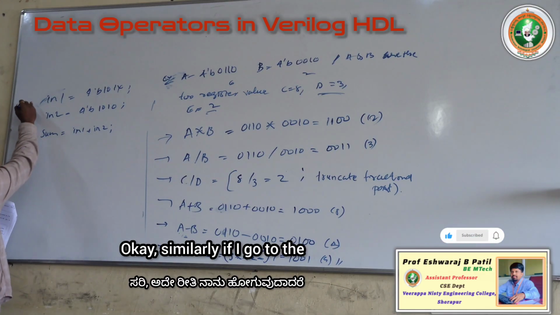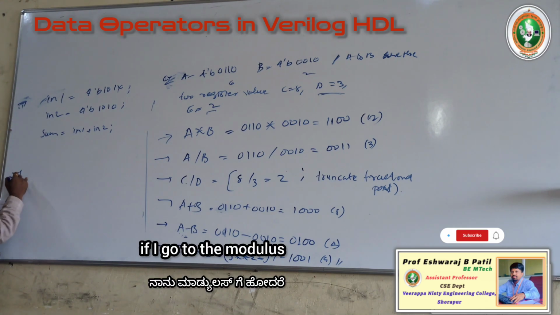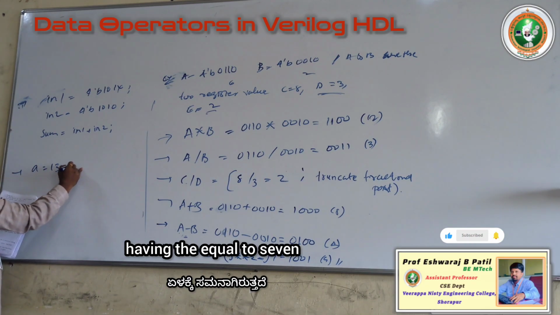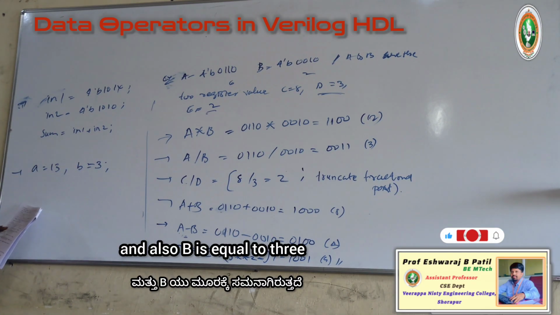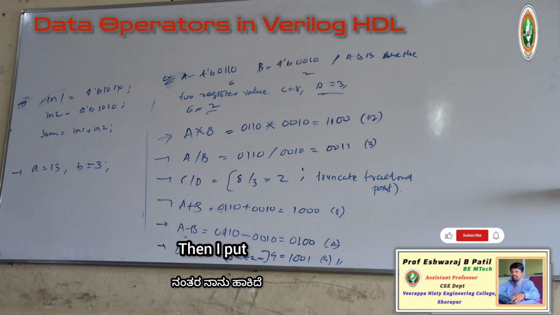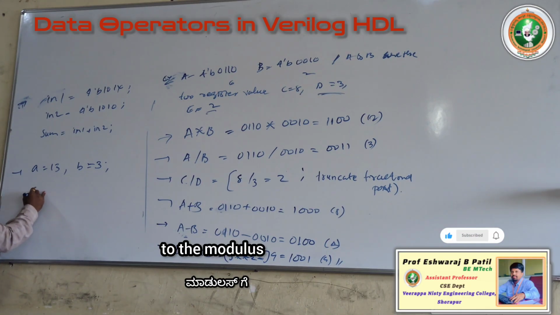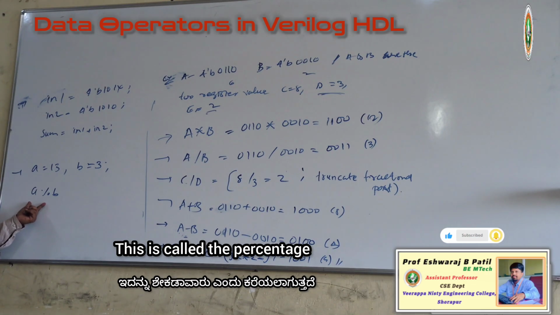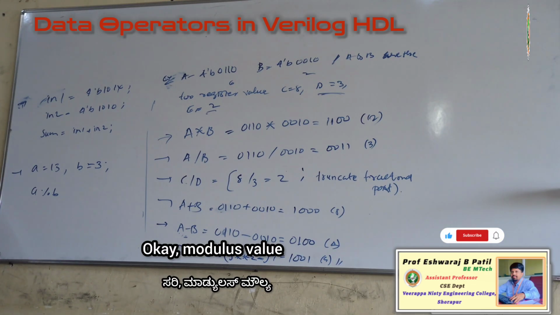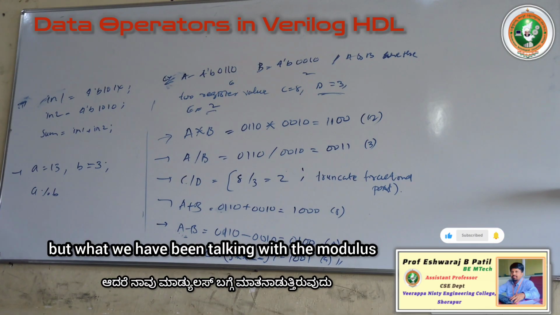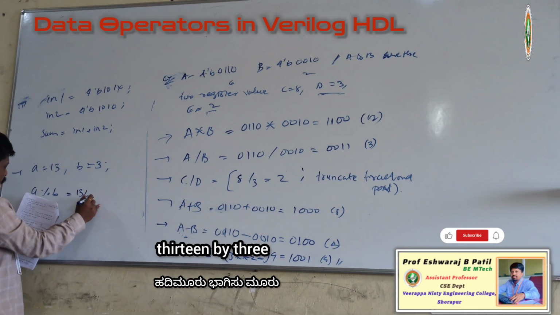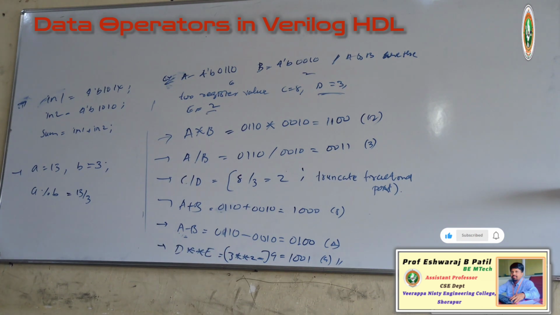Okay, similarly, if I go to the modulus, a is equal to 13 and b is equal to 3. Okay, a is 13, b is 3. Then the modulus operator is this percentage symbol. This is the percentage. Okay, modulus value. What modulus is nothing but 13 by 3. 13 by 3.